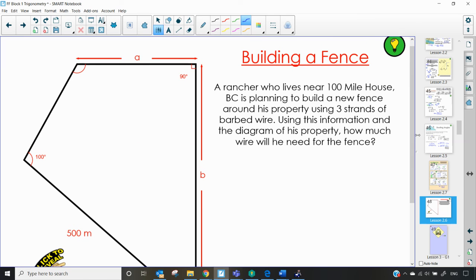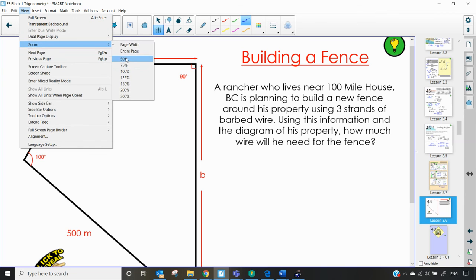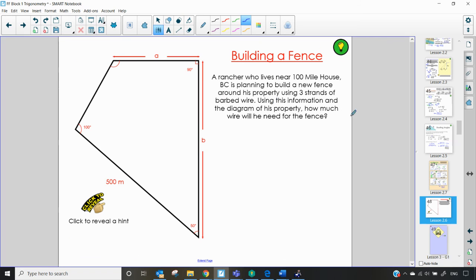I've actually pulled this from a math textbook. And so the question says building a fence. A rancher who lives near 100 Mile House, and I'm going to just change my view settings here so you can see the entire diagram. A rancher who lives near 100 Mile House, BC, is planning to build a new fence around his property using 3 strands of barbed wire. Now, using this information and the diagram of his property, how much wire will he need for the fence?